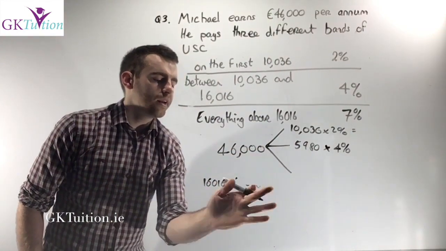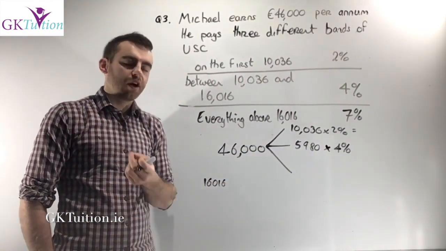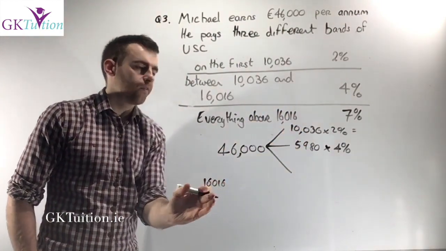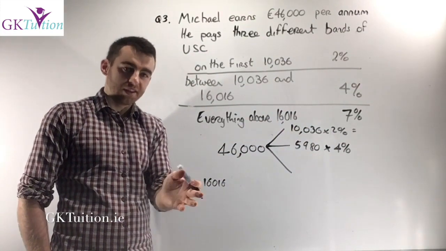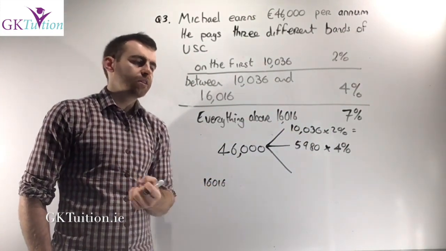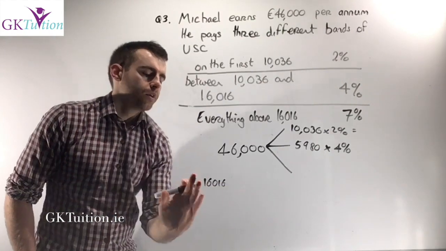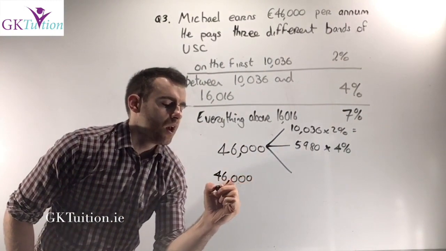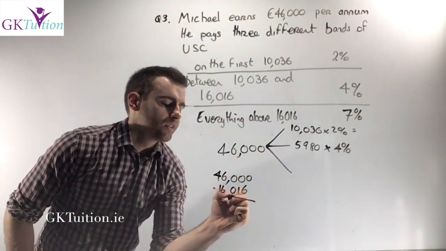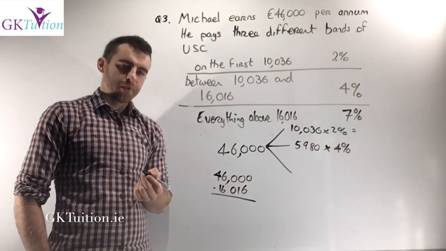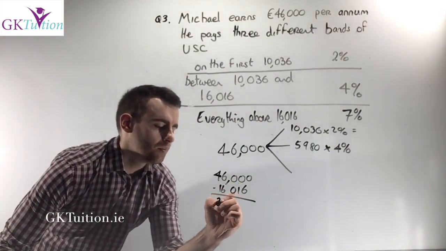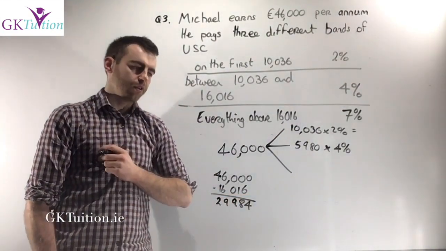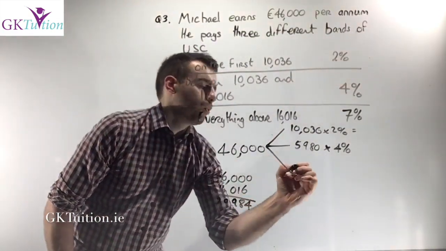Overall, I have accommodated €16,016 of his income. So that's the amount of USC he needs to pay on the first €16,016 that he's earned. I need to work out how much is remaining. His total gross income was 46,000. We've already accommodated the first 16,016 of his income, and that tells me what's remaining for him to pay USC on is €29,984.